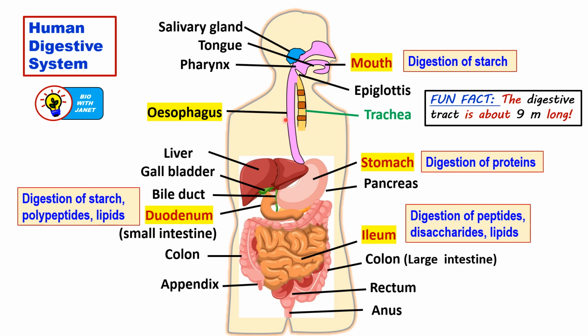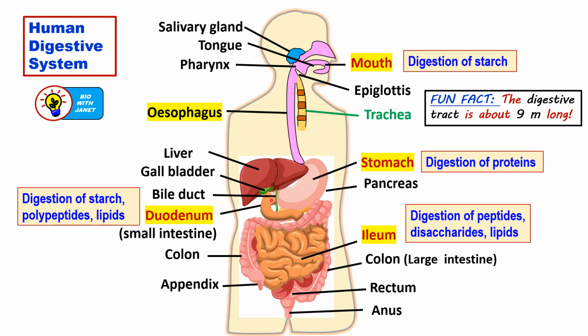Next is the esophagus, which is a long tube-like structure that helps the food to move down to the stomach, right? So in the esophagus, the process that occurs is called peristalsis, to push the food down to the stomach. Next, the stomach is the second site for digestion, and this is where the digestion of proteins occurs. Okay, and also there's production of hydrochloric acid in the stomach to kill the bacteria in the food.